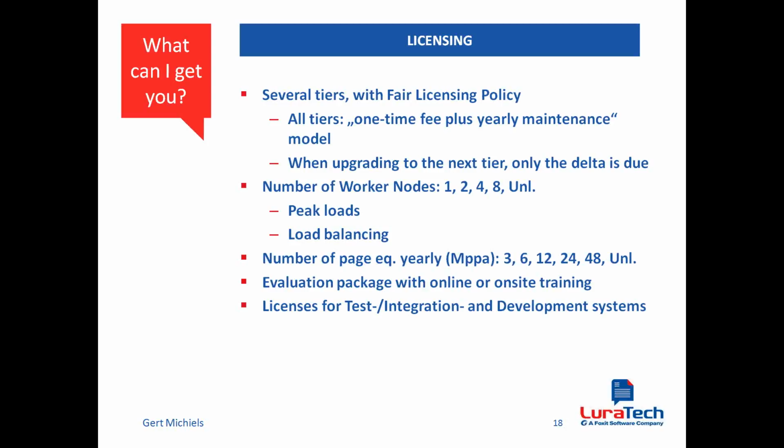So when you end up on a level of, I don't know, 8 worker nodes and 48 million pages per year cap, in the end, you don't pay a penny more if you buy that all at once or buy it step by step. So that's what we call the fair licensing policy. And talking about worker nodes as well as pages per year, this is how it scales. The small project has to have an entry-level pricing so that you can get it started, and then you put more on it and you need more, and therefore also you need to pay more over time.